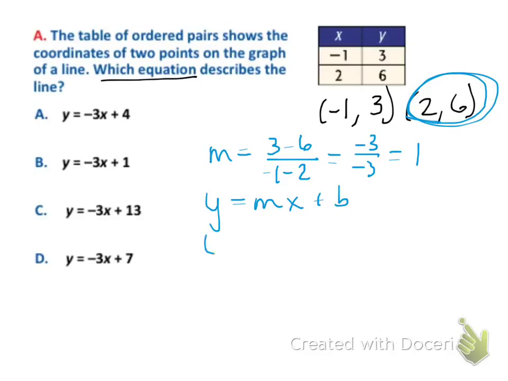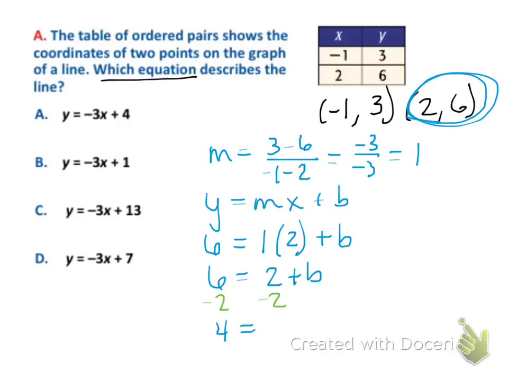Alright, so I'm going to put in a 6 for y. My m was 1. Putting in a 2 for x. And I'm solving for b. So 6 equals 2 plus b. Subtract 2 from both sides. 4 equals b. Final step, plug it all in. So y equals m was 1, x plus 4.